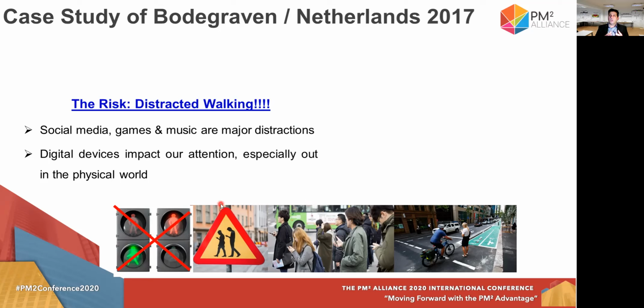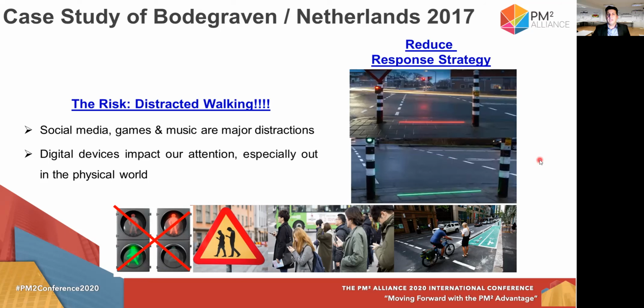And because the mayor couldn't do anything about reducing the impact of an accident, he tried the second version of the reduce strategy, which was to lower the probability of an accident happening. So what he actually did was put lights on the pavement. Why? Because everyone who is using a mobile phone is always looking down. So they could easily see the red light in order to stop before crossing a road, or the green one in order to start walking and cross the road.